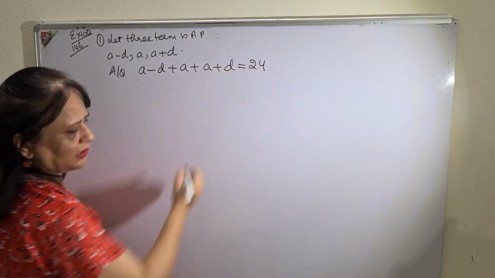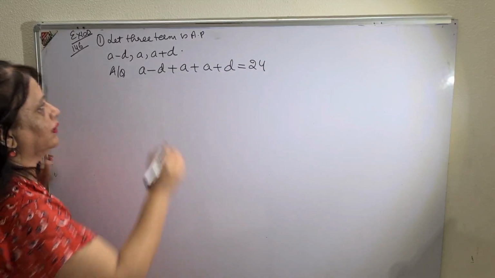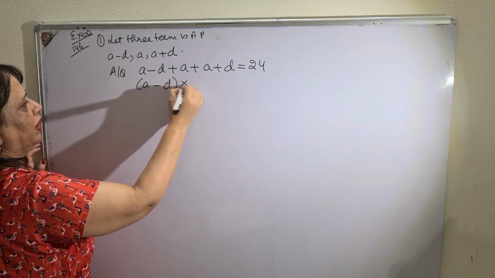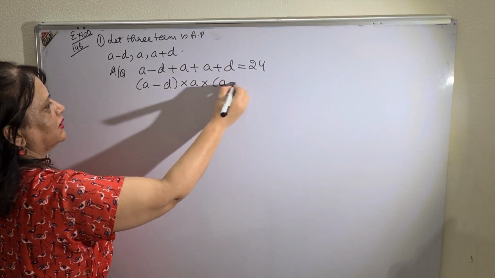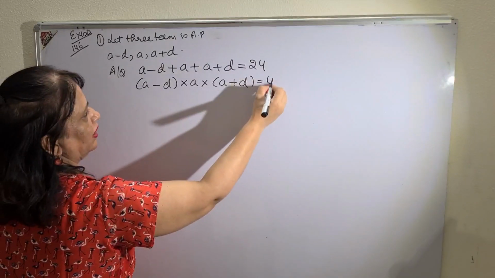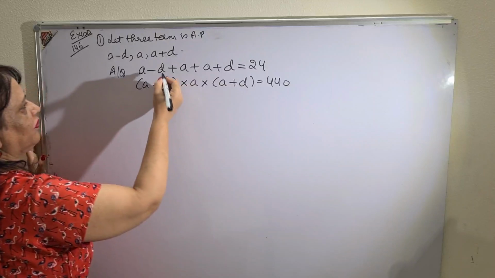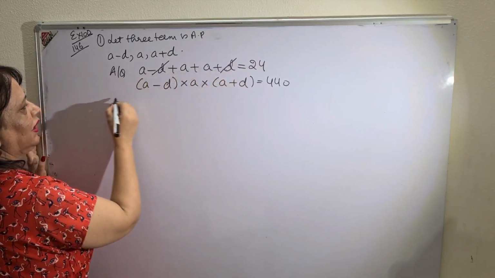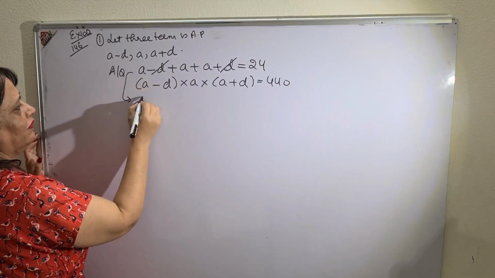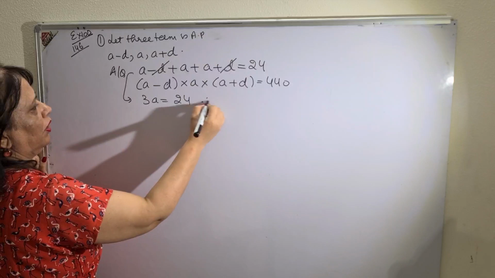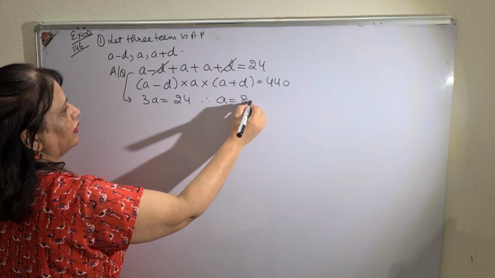This is the first condition, and the second is the product. Product is (a - d)(a + d) = 440, according to the question. So nothing difficult: in the first one, minus d plus d cancel, and from 1 you will get the value of a. 3a is equal to 24, or a is equal to 8.